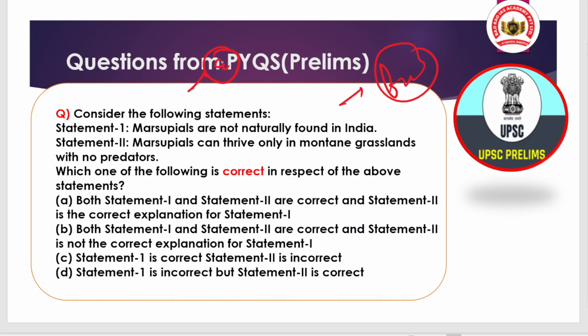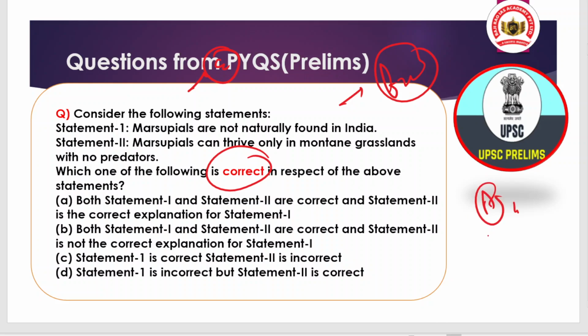So the question is: consider the following statements. Statement 1: marsupials are not naturally found in India. Statement 2: marsupials can thrive only in mountain grassland with no predators. Okay, and you are asked to choose the correct option, and here the question is based on assertion and reasoning.